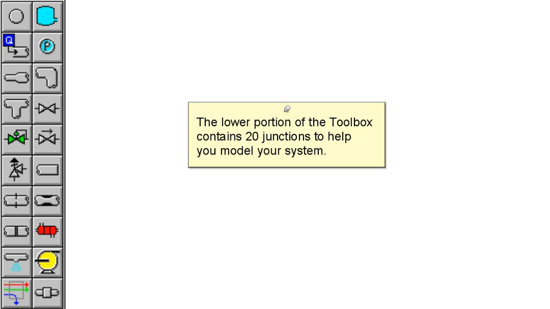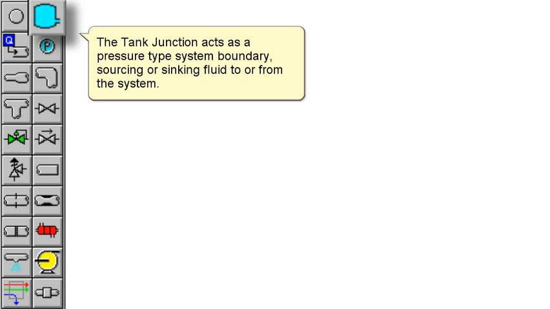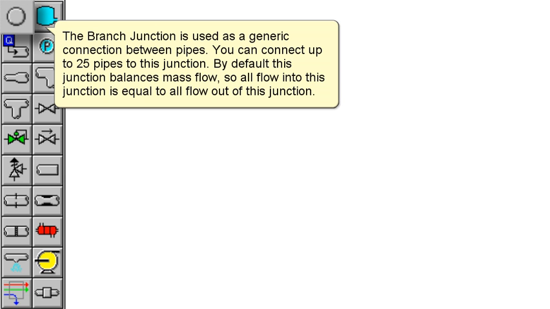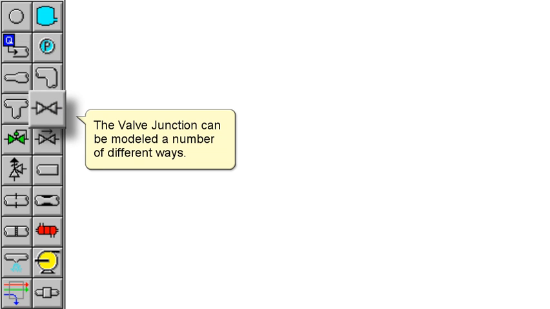The lower portion of the toolbox contains 20 junctions to help you model your system. The tank junction acts as a pressure-type system boundary, sourcing or sinking fluid to or from your system. The branch junction is used as a generic connection between pipes. You can connect up to 25 pipes to this junction. By default, this junction balances mass flow, so all flow into this junction is equal to all flow out of this junction. The valve junction can be modeled a number of different ways.